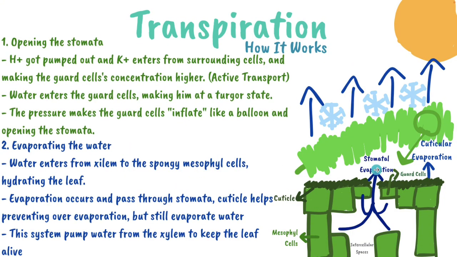Now, how do they work? First, opening the stomata. The hydrogen ion gets pumped out and the potassium ion enters the guard cells from the surrounding cells, making the guard cells' concentration higher. Now this is called active transport.